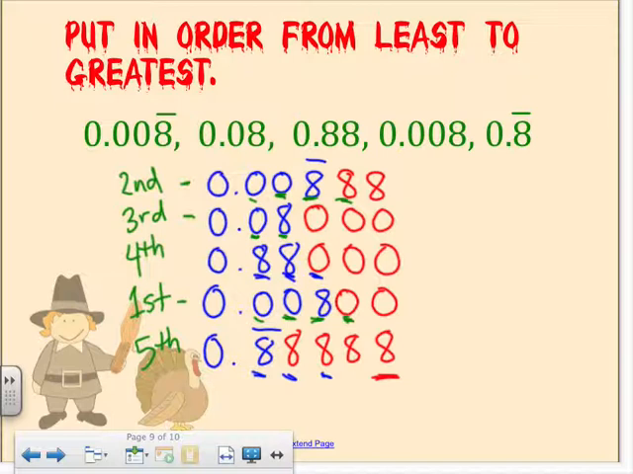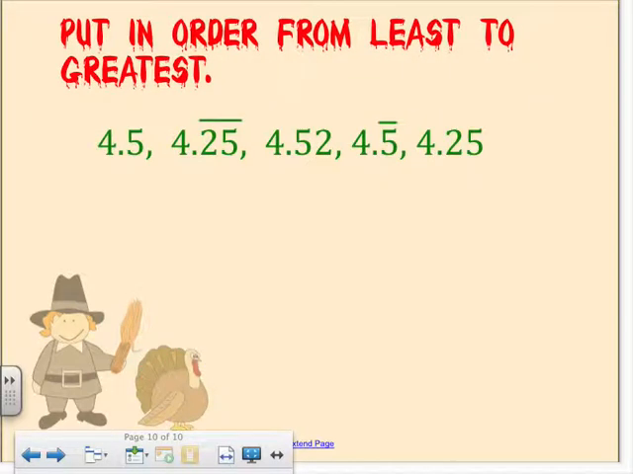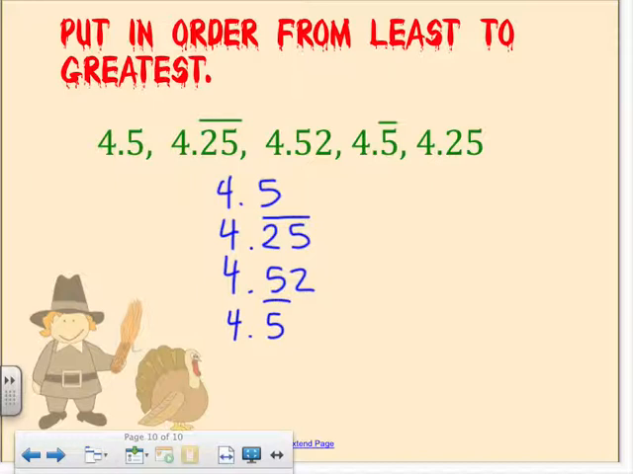So I want you to use this technique. Go ahead and pause it and list these out, filling out some digits after them. And then compare them to find out the order from least to greatest. All right, so I'm going to again put them in order. Or not in order yet, but list them. And then after I list them, fill in some numbers.